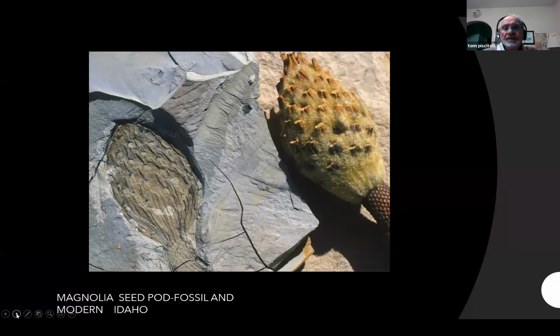In the Cretaceous, there were no bees yet. Flower pollination was done by flies, beetles, and moths. The magnolia's bright red seed pushed out from the pod. Here we see a modern magnolia seed pod and a fossil seed pod as well. Next slide, please.